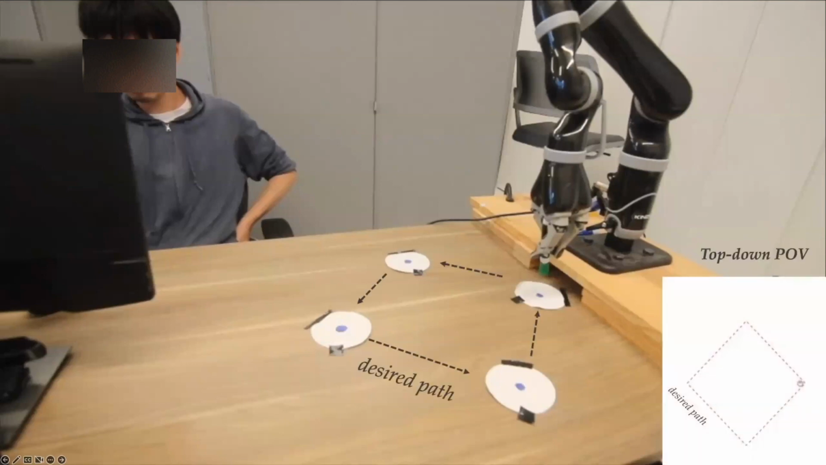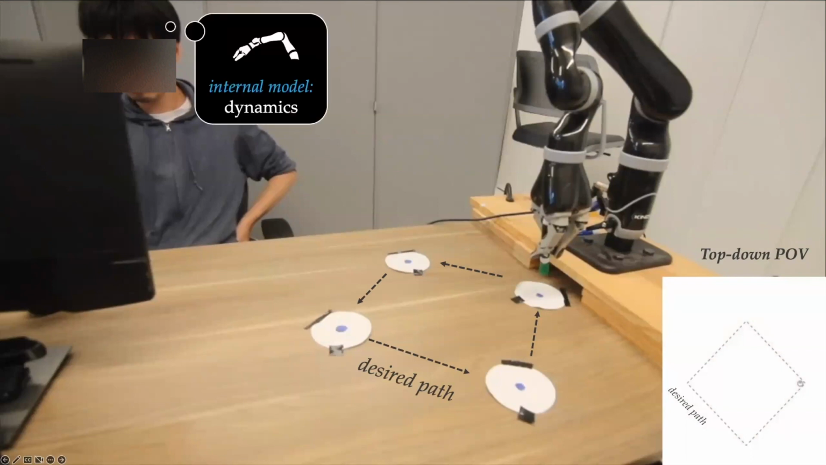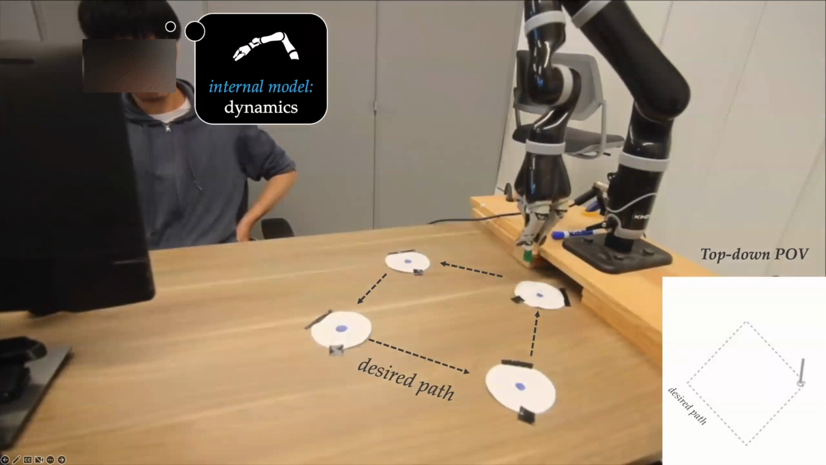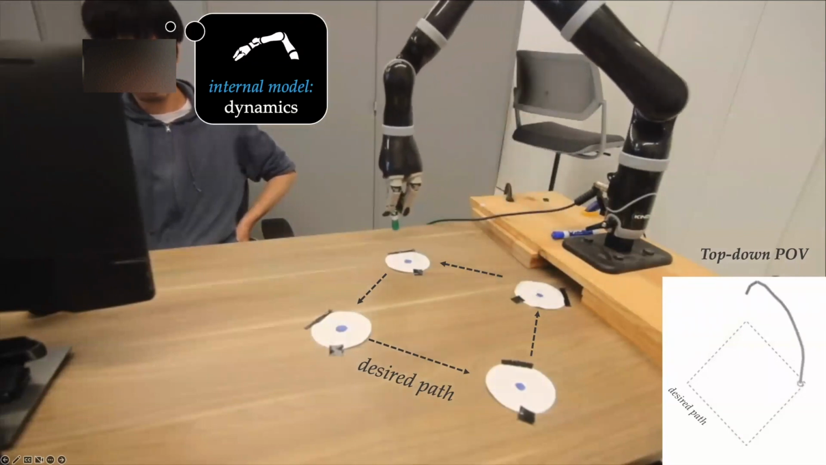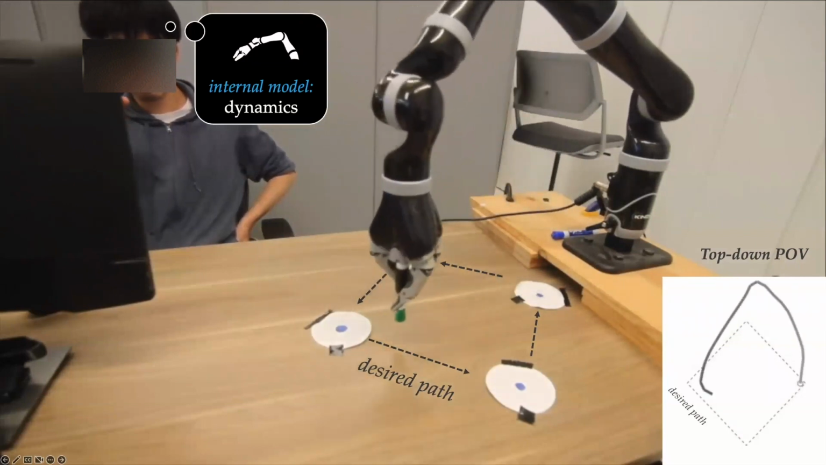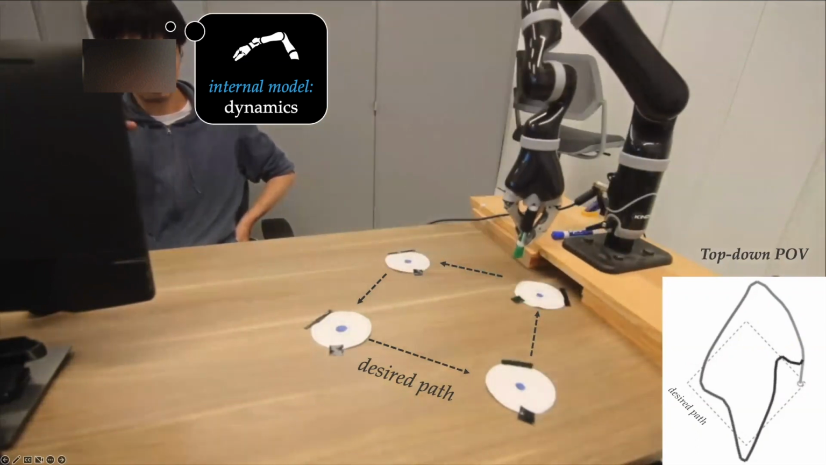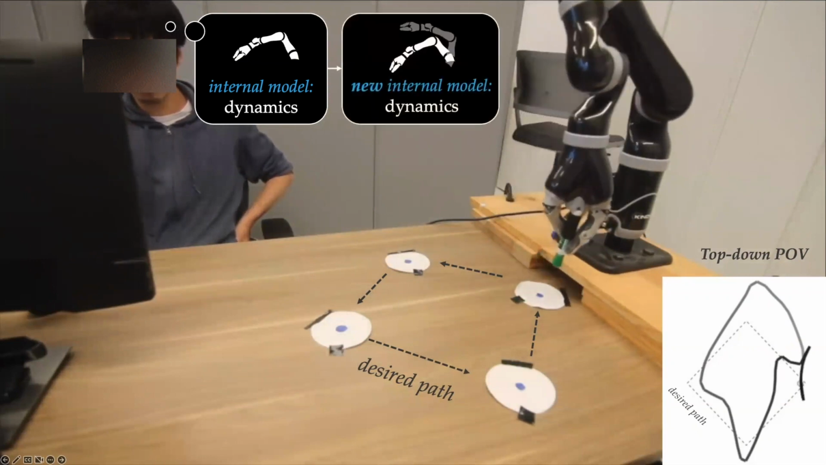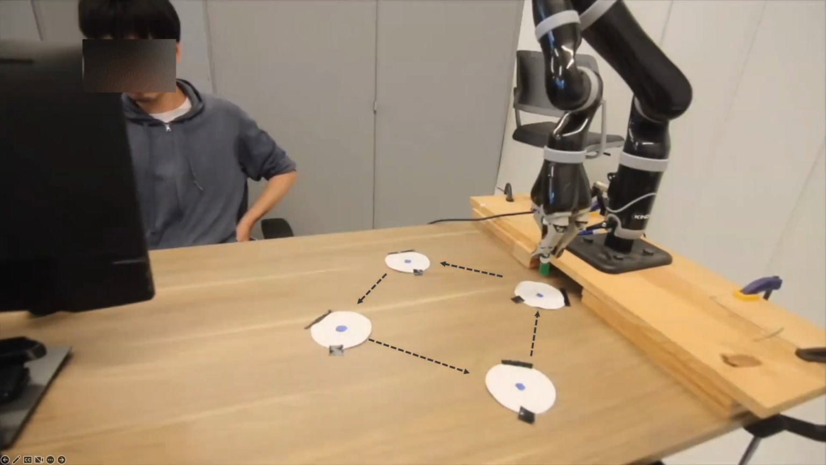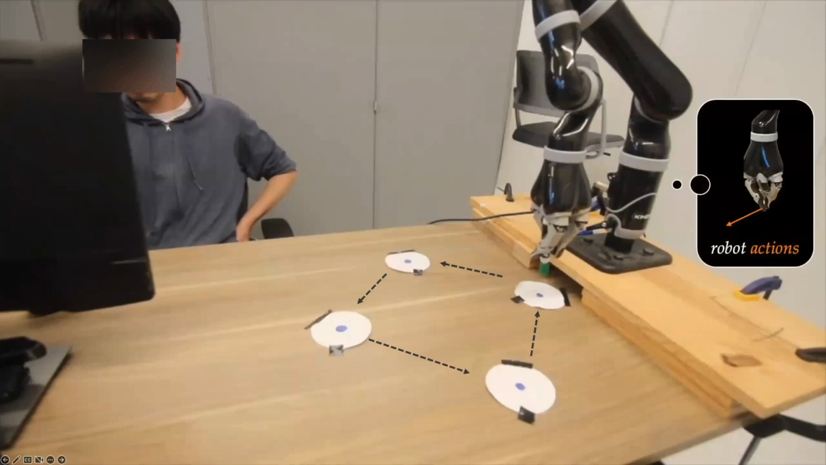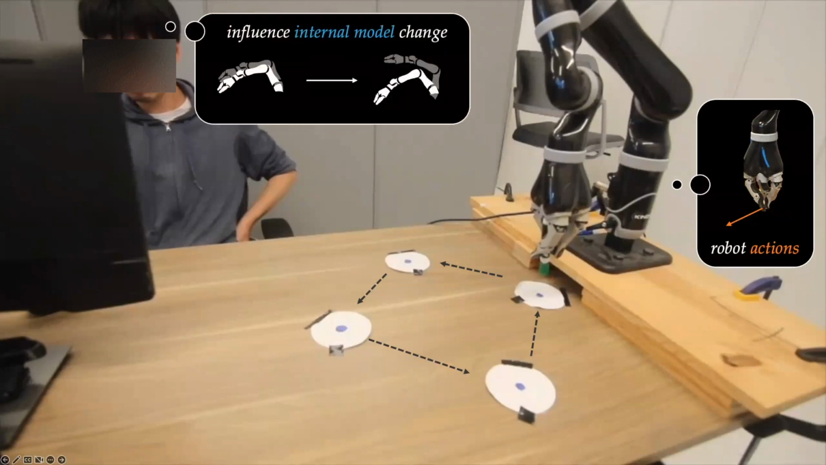For example, imagine your first time calibrating a robot arm to follow a desired path. But you are not familiar with the robot's dynamics, so your initial motions are jerky and imprecise. However, your internal models change and improve as you gather more experience. Since the robot is part of the world, the robot's actions and their outcomes become part of your experience. In other words, robot actions inevitably influence a human's internal model.